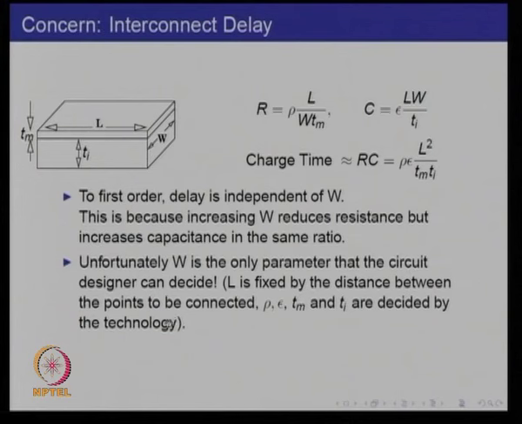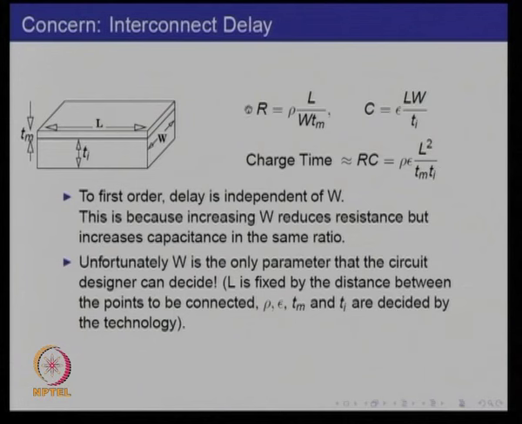Let us do a very simple order of magnitude computation for interconnect delay. What I show here is a line of length L of width W and with a metal whose thickness is Tm. This metal line is running over an insulator whose thickness is Ti and we assume that there is a ground plane below.